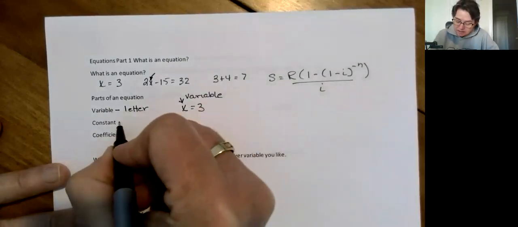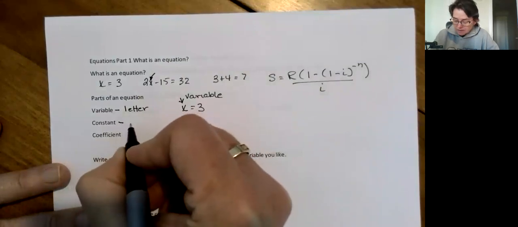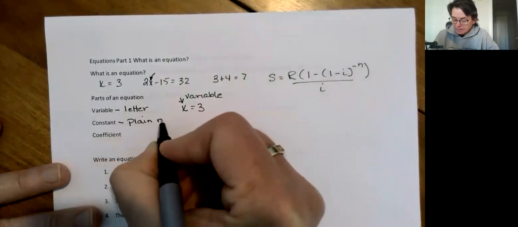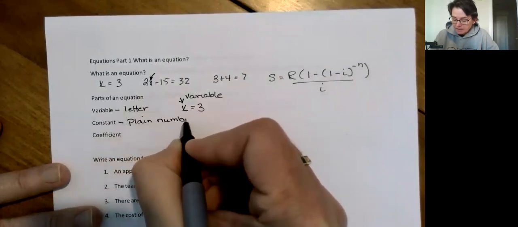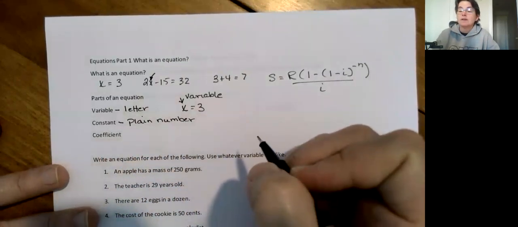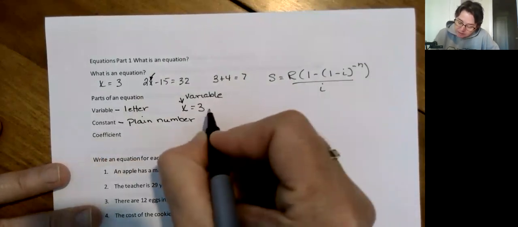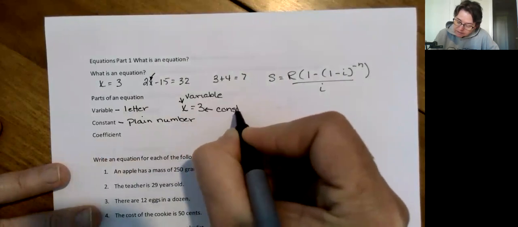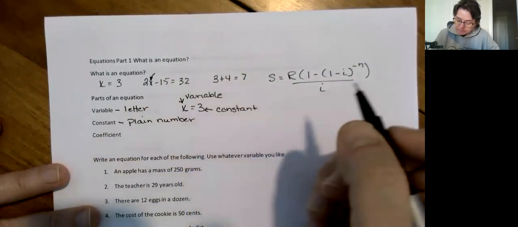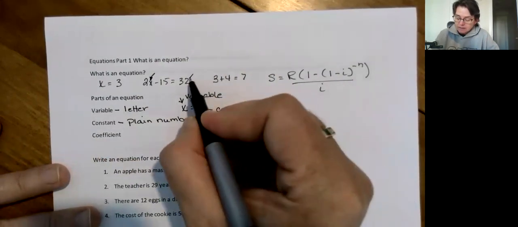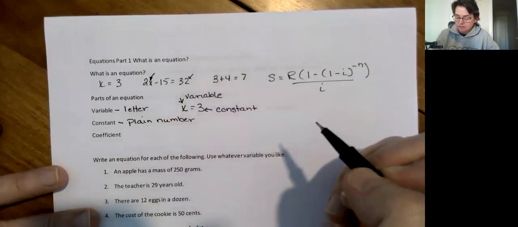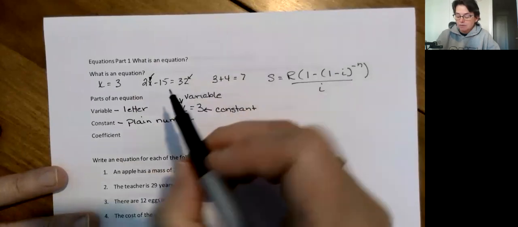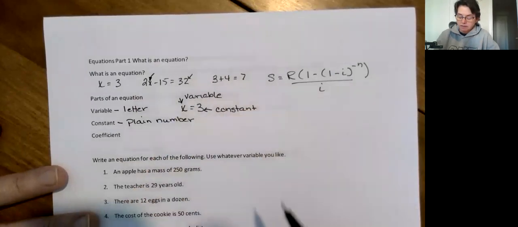The constant is just the number. And I don't know how to explain it other than saying it's the plain number. So there's no variable associated with it. So in this one, there's your constant. In this one, here's your constant. Okay, this equation isn't quite finished, so really the 15 is also a constant.